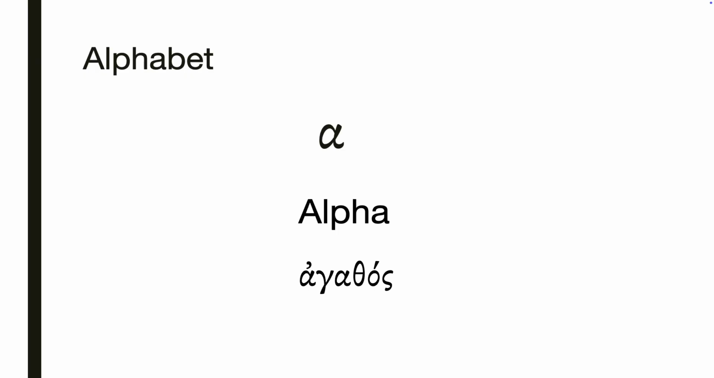Let's get started with the alphabet. I will pronounce each letter and tell you what sound that it makes. I encourage you to repeat after me, both saying the letter and the sound that it makes in the Greek word. First letter is alpha, makes an ah sound, as in agathos. Alpha, as in agathos.